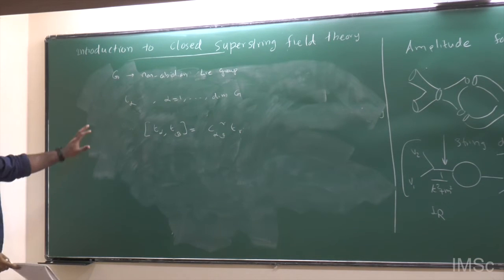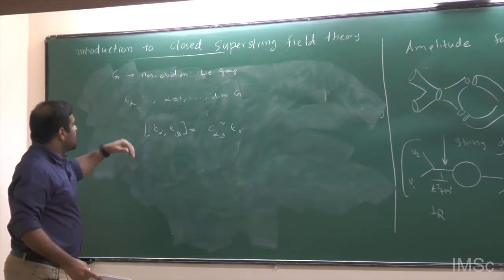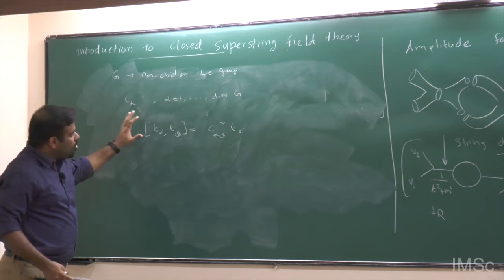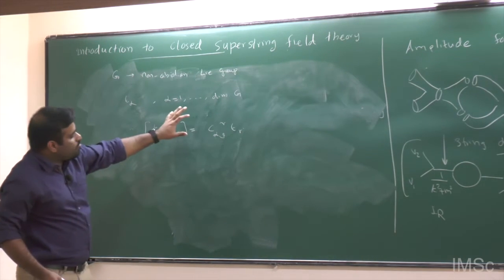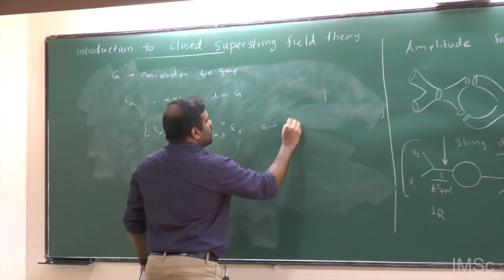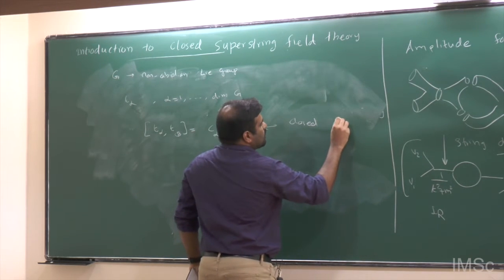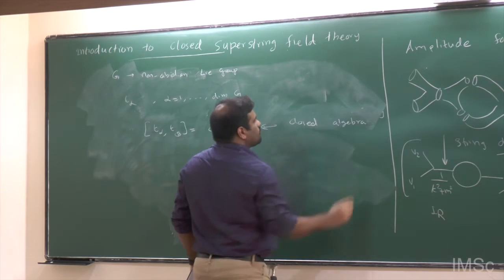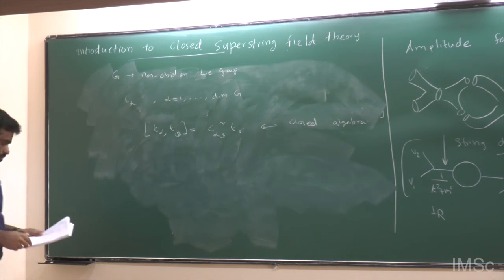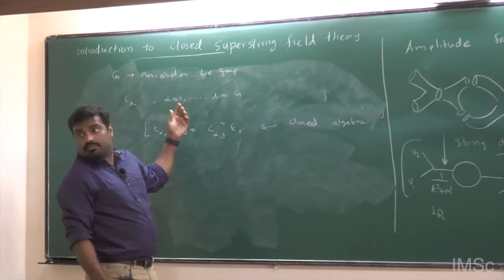So this is a simple Lie algebra, in the sense that you can consider gauge groups that have more complicated structures than this. So this kind of gauge group is usually known as a closed algebra. We are going to discuss the quantization of a closed algebra.